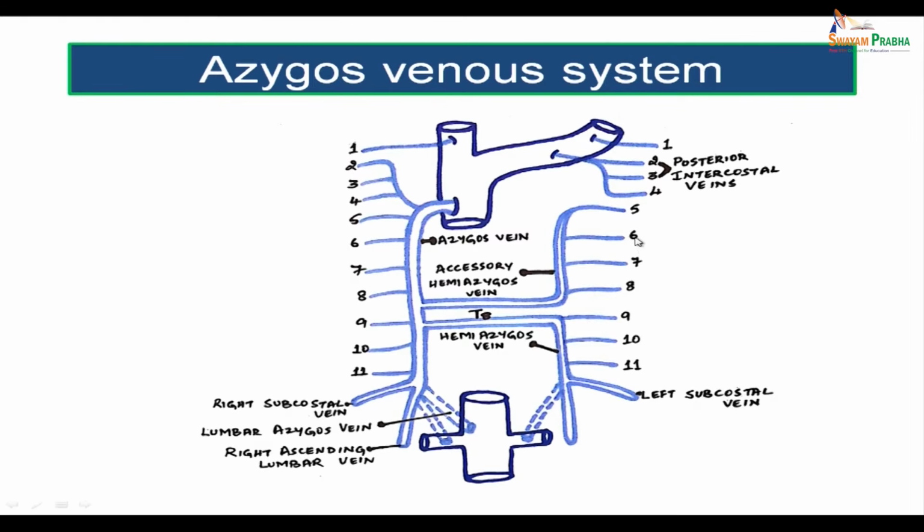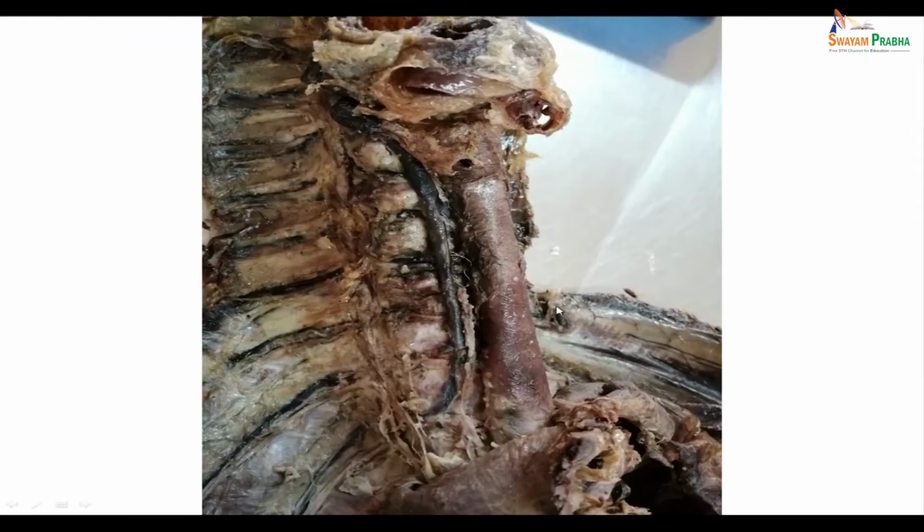The crossing of the azygos superior and inferior hemiazygos veins is posterior to the esophagus and the descending thoracic aorta, in front of the vertebra, especially the T8 vertebra. You can see the azygos vein here. This is the azygos vein in a dissected specimen. This is the abdominal aorta. The azygos venous system will be on the right side of the midline. On the left side of the midline is the descending thoracic aorta.